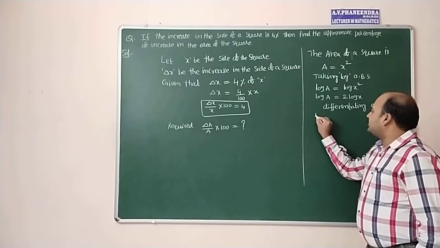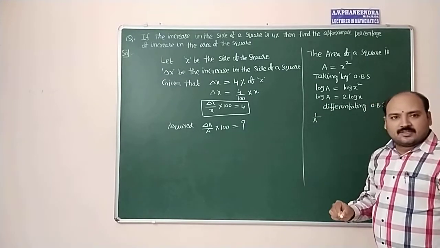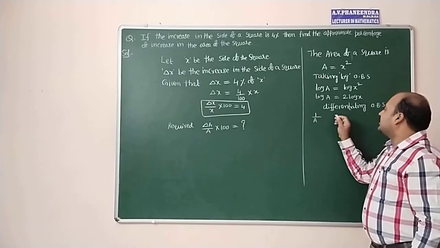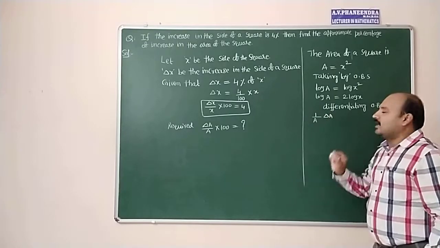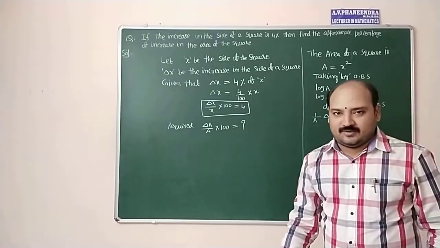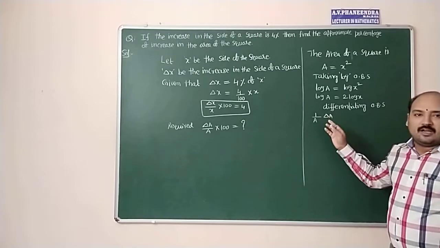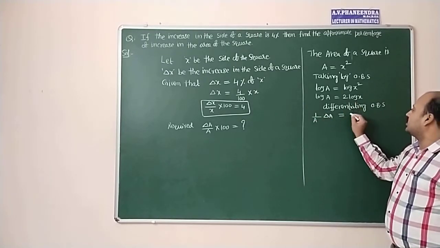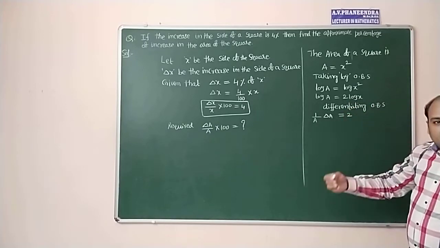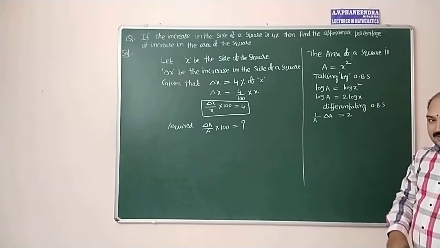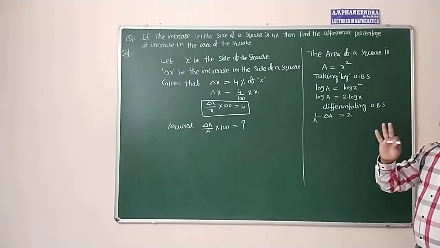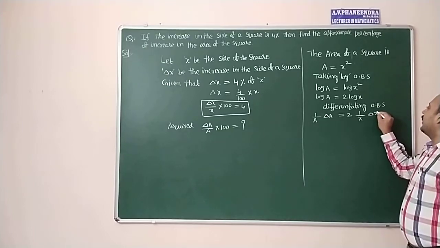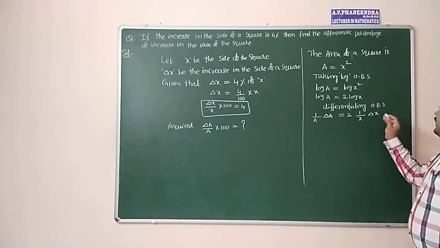Log A derivative is 1 by A. Log x derivative is what? 1 by x. Similarly, log A derivative is 1 by A, and the differentiation of A is delta A, just the differential of A. So 1 by A into delta A is equal to, similarly, 2 being a constant, d by dx of log x, that is 1 by x. Differentiating log x gives 1 by x, and again the differentiation of x is delta x, just the differential of x we are taking.